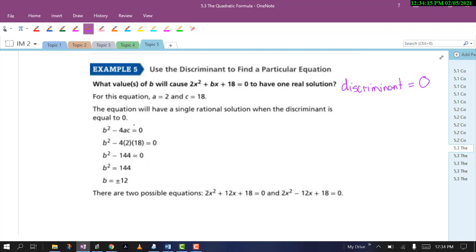So there's actually two equations that work with that: 2x squared plus 12x plus 18 and 2x squared minus 12x plus 18. There's still only one solution, but there's two different equations. This would have a solution of negative 12. This would be 12. Or not solutions. Those are our b's. So two equations, they each have one answer.